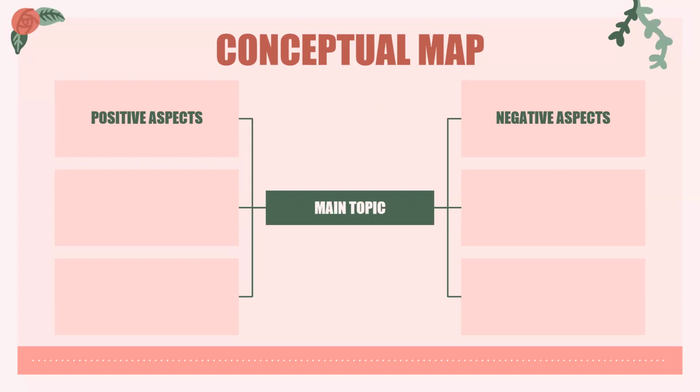For example, when you talk about a bullet train, whether the bullet train should be introduced in India, there could be the positive aspects of the bullet train and the negative aspects of the bullet train. And in this manner, you can highlight this with the help of this conceptual map. Now let us look at the T diagram.